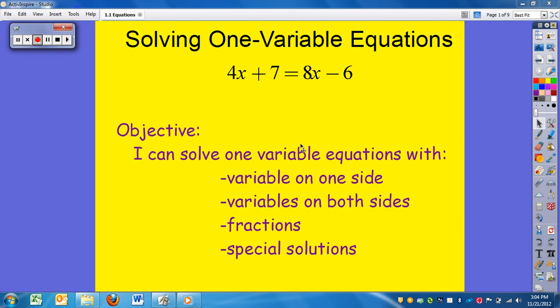Down below are your objectives, which you should be writing on the top of your page. So we're going to learn how to solve when the variable's on one side, when the variable's on both sides, when we have fraction equations, and also the special solutions, of which there are 2.